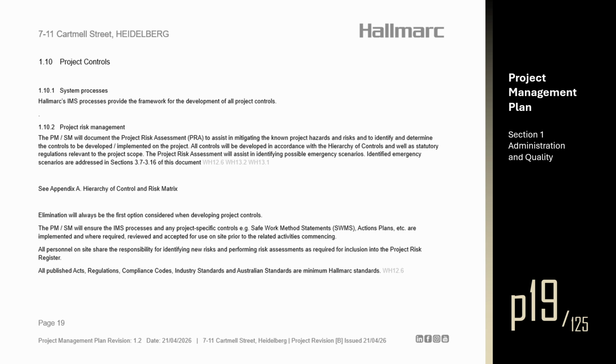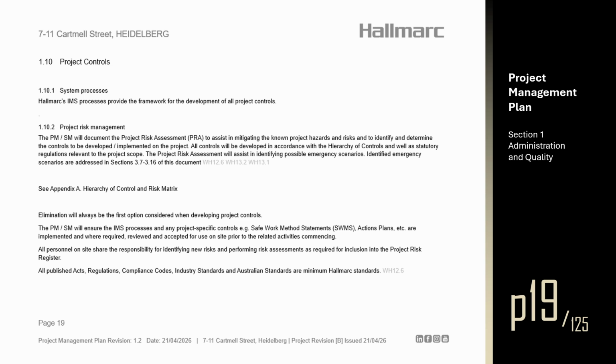The project manager and/or the site manager will document the project risk assessment to assist in mitigating the known project hazards and risks, and to identify and determine the controls to be developed and implemented on the project. All controls will be developed in accordance with the hierarchy of controls, as well as the statutory regulations relevant to the project scope. The project risk assessment will assist in identifying possible emergency scenarios. Identified emergency scenarios are addressed in sections 3.7 to 3.16 of the PMP.